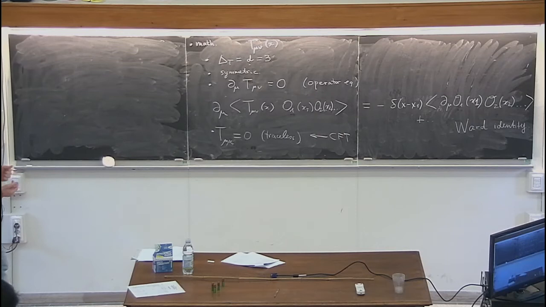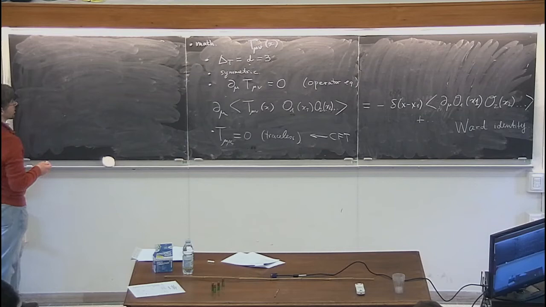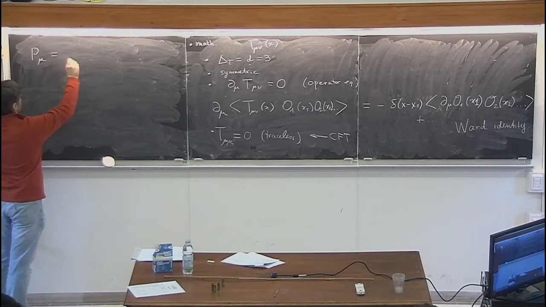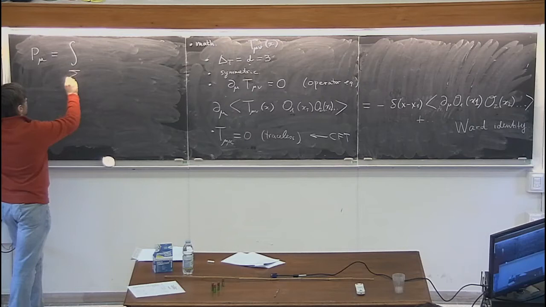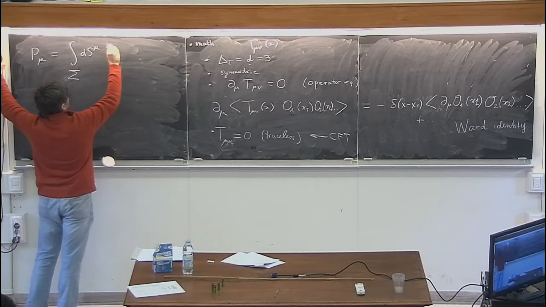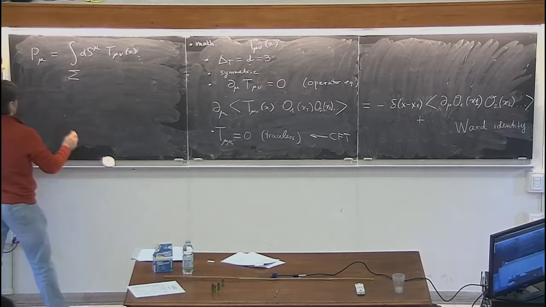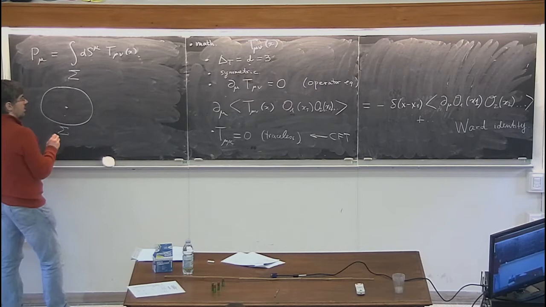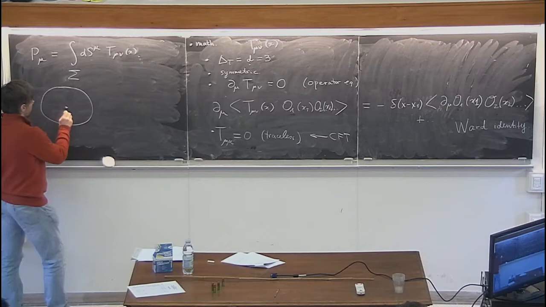I can take this Ward identity and I can integrate it. So the rule is the following. I write P mu as an integral over some surface, let me call it sigma, dS mu T mu nu of x. So I have some surface and I integrate. This surface that I'm going to integrate around is chosen in a way that it surrounds, for example, the point x1, which I have in my correlation function.